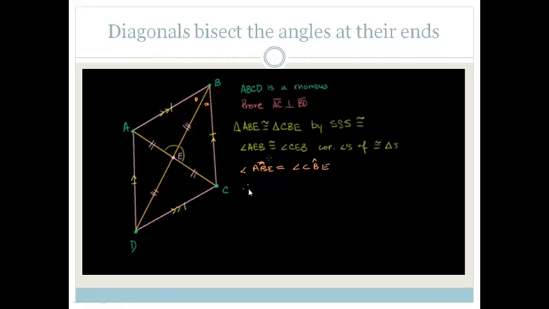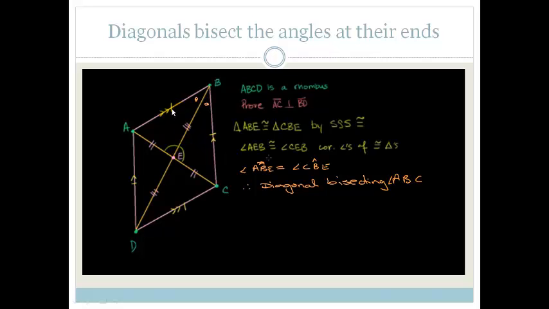Therefore, we can say the diagonal is bisecting this angle here. So therefore, we can say the diagonal is bisecting angle ABC. But now, what about the other one? What about the other side?